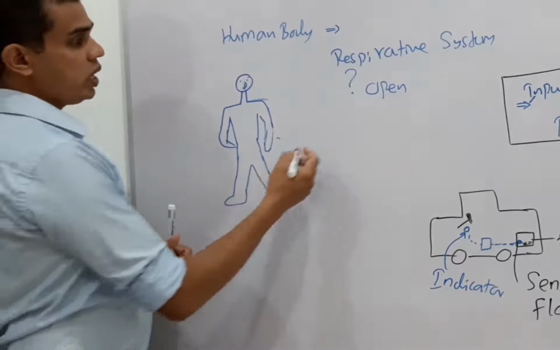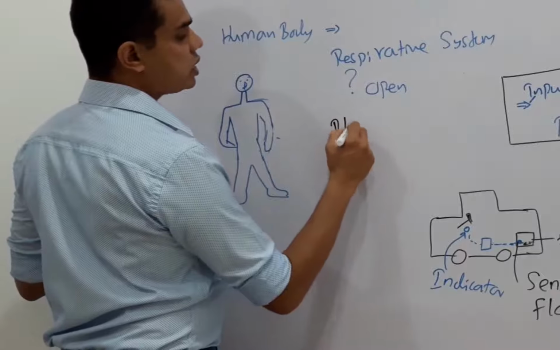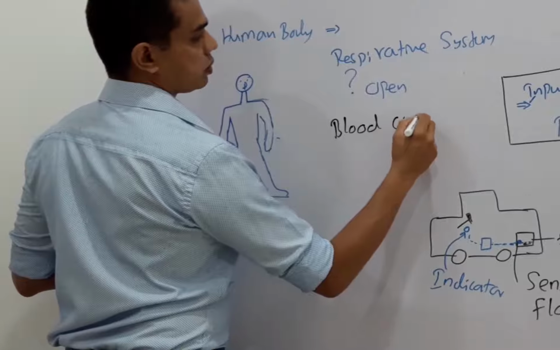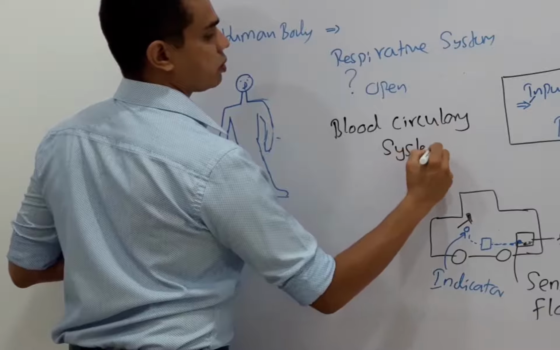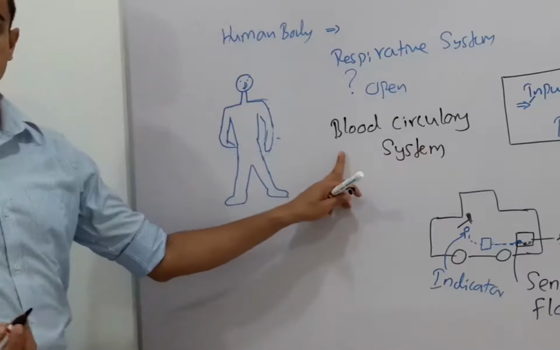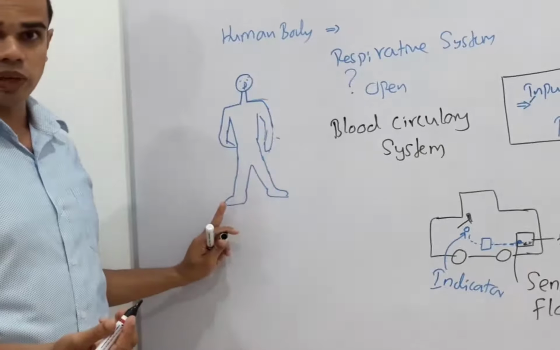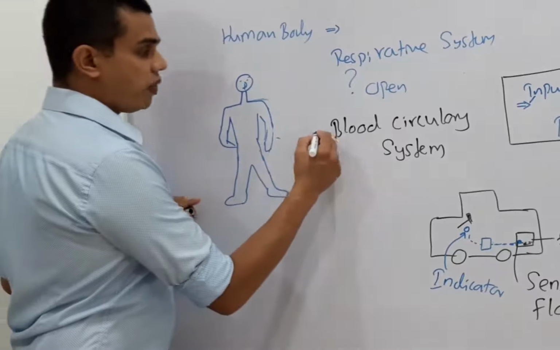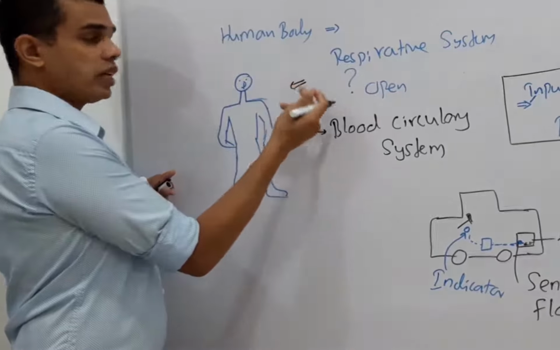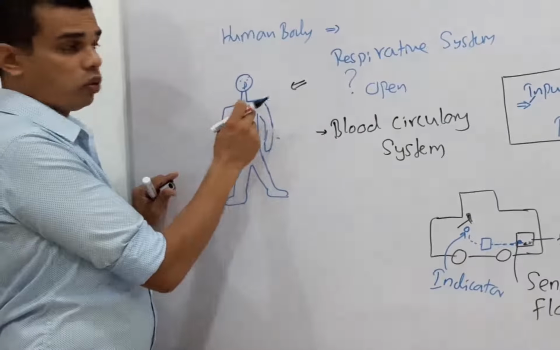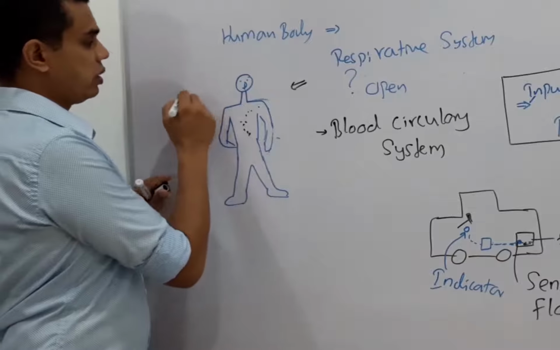Inside the human body, we have another subsystem called the blood circulatory system. What is the role of the blood circulatory system? Supplying blood to all the organs of the human body. Then, where will the blood be prepared? Is it found outside the human body and pumped into it, or is it generated within the human body? Inside the human body, blood is generated.